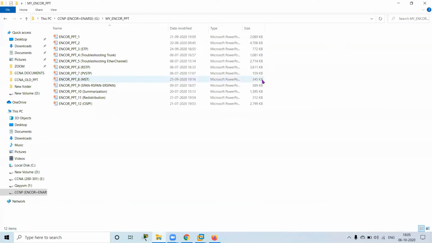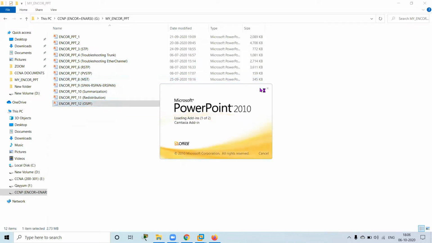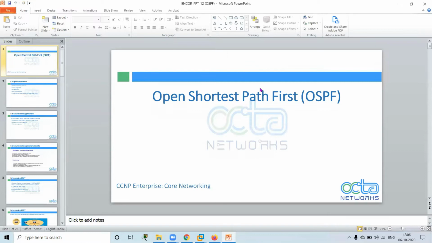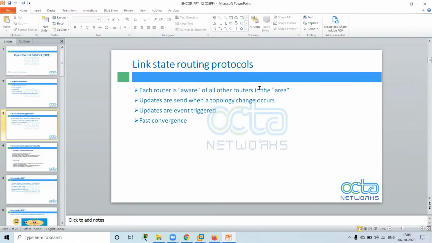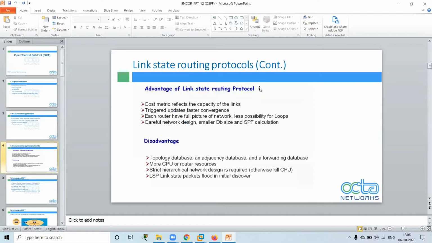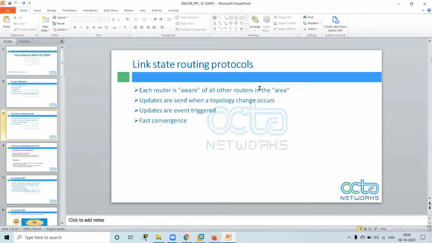Today we'll start with OSPF. We'll start with the CCNA level, then we'll move to the higher levels. OSPF is a link state routing protocol. What does OSPF stand for?